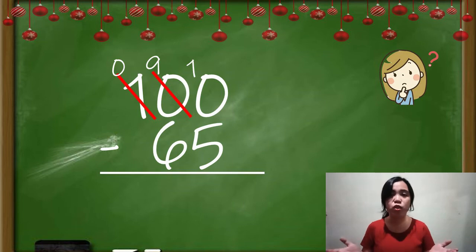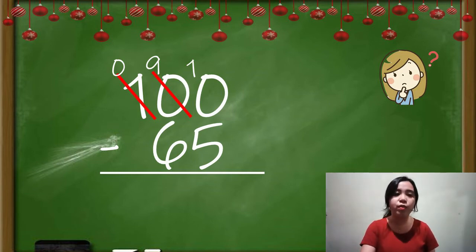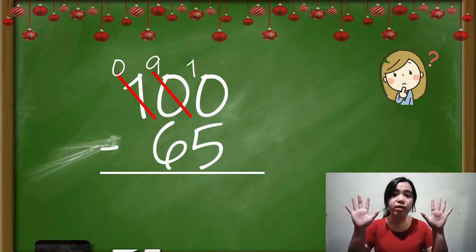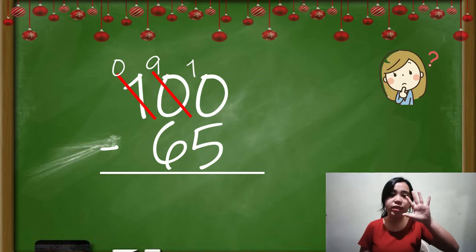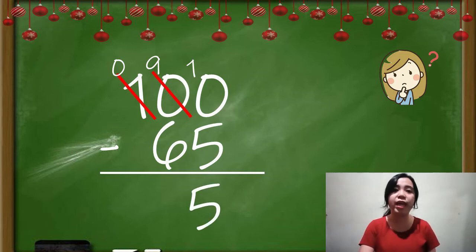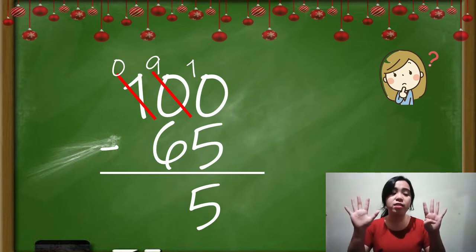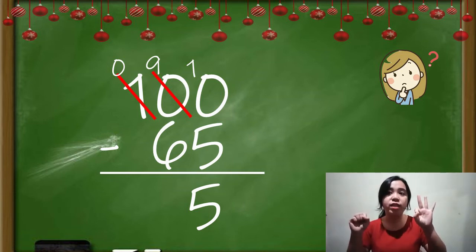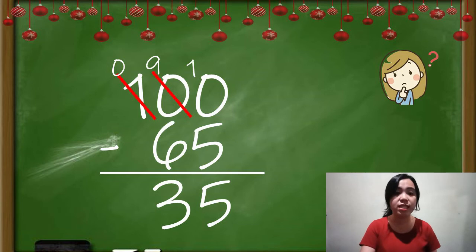So now, the ones value is 10 minus 5. Can you already subtract? Yes, because 10 is greater than 5. So, 10 minus 5, how much is left? 5. Good. Now, next, the tens value. 9 minus 6. How much is left? 3. So therefore, 9 minus 6 is 3.